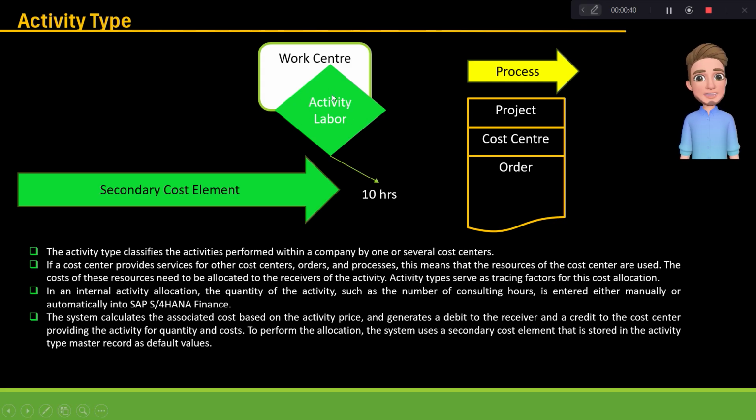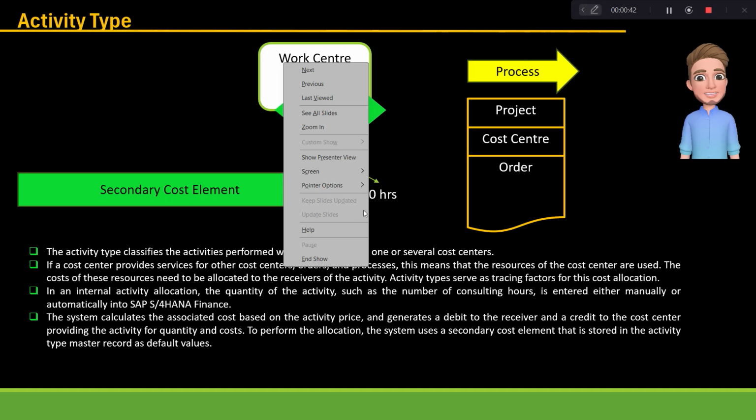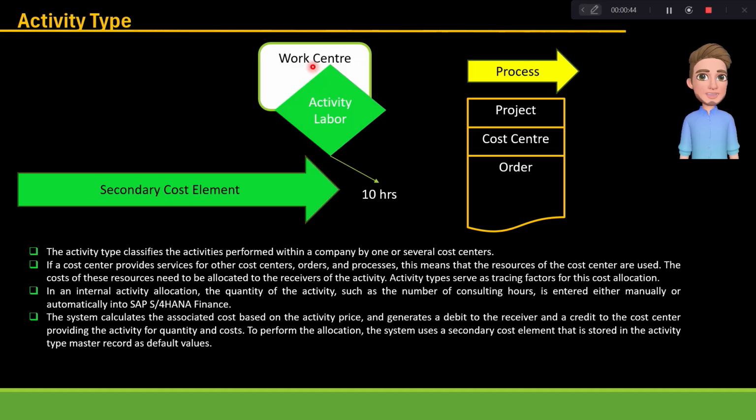So activities are carried out in work center. Using a secondary cost element 43 series account, we assign them onto either a cost center or a production order or to a project or a WBS element within the project. So you can assign activities against a cost center, against an order, against a project also. That is the functionality of an activity.